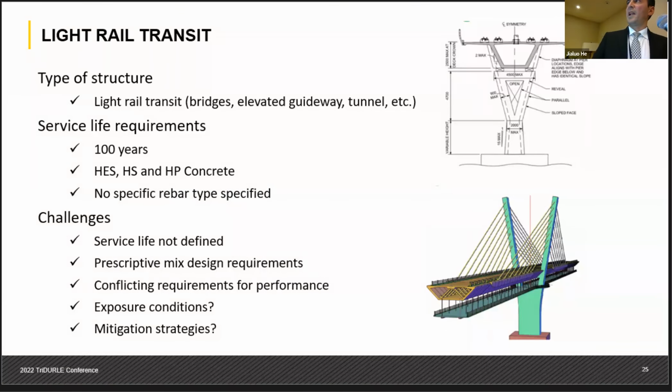So this is an example of a light rail structure. This one light rail structure was in Canada. We look at 100 years. We look at different conditions, high strength, high early strength. No specific rebar type was specified. In this case, we want 100-year life, but there's no service life defined in the specs. So it's 100 years of what, right?